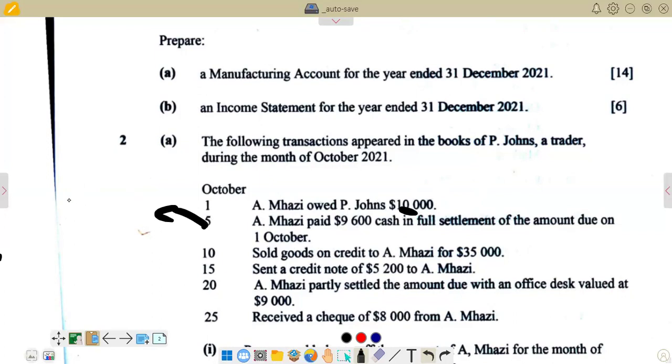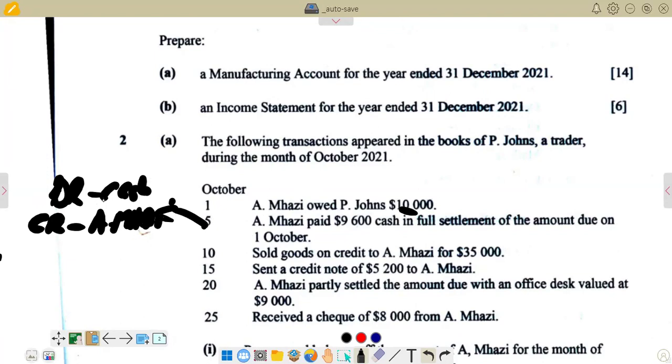On our double entry, we are debiting our cash, and the amount that A. Mazi owes is going to be reduced since a payment has been made by A. Mazi. So we go to the credit of the debtors. Remember, the balance of 10,000 is on the debit side of A. Mazi's account, so by reducing the amount we go to the credit side. It means we are going to credit A. Mazi. This is the double entry according to this transaction. So basically here, we are crediting the account of A. Mazi.